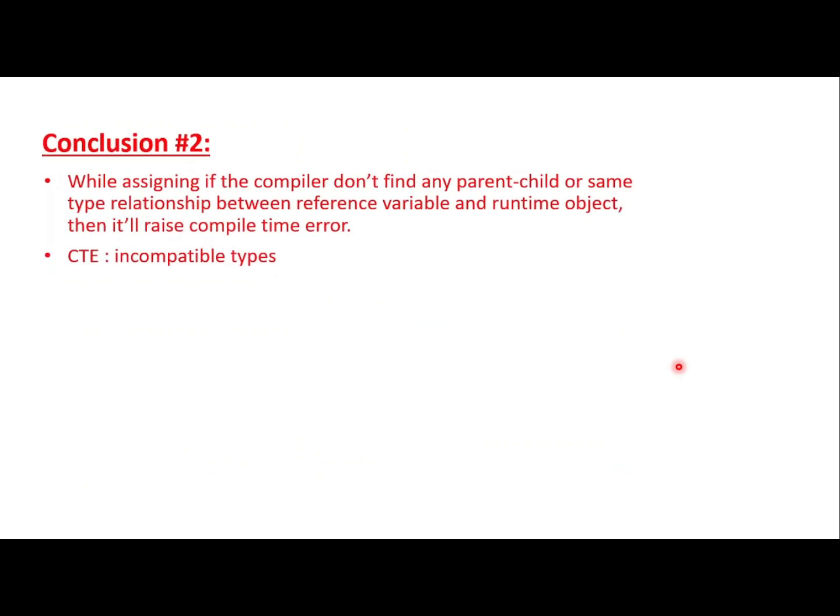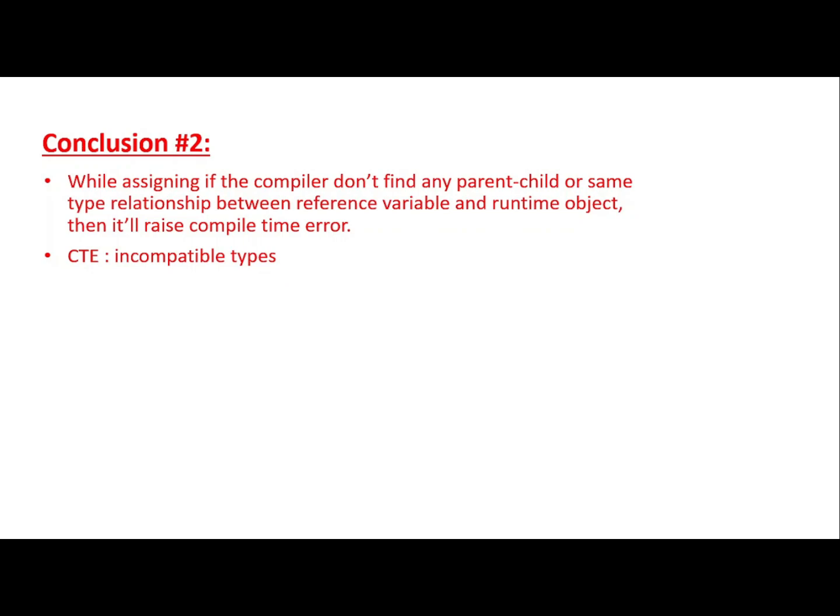The second conclusion is, while assigning, if the compiler doesn't find any parent-child relationship between the reference variable and the runtime object, then it will raise the compile time error. And the compile time error is the same as in conclusion 1, that is incompatible types. But that compilation error was for a different reason, and this compilation error is for a different reason. So by now, you know the difference, right? Tell me, are we clear?